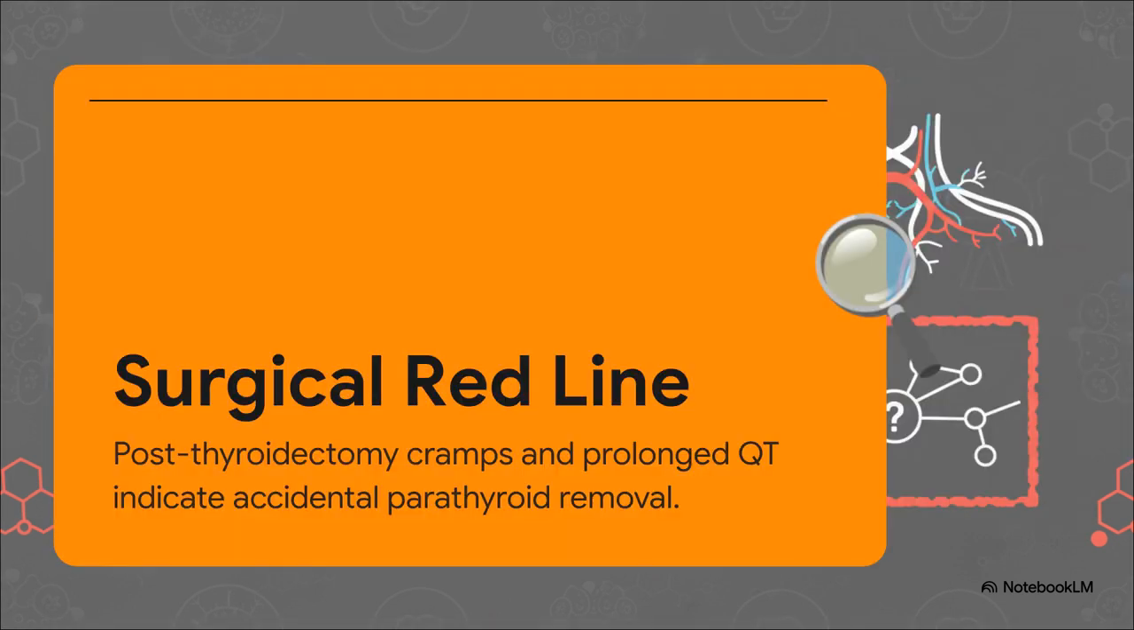uptake. And we absolutely must talk about the surgical red lines during a thyroidectomy. If the surgeon damages the recurrent laryngeal nerve near the inferior thyroid artery, the patient wakes up with hoarseness, or worse, acute airway obstruction if it's bilateral. But what if they accidentally remove the tiny parathyroid glands? The patient loses their PTH and plunges straight into hypocalcemia. If a post-op patient starts having cramps or throws a prolonged QT interval, you need to check their calcium immediately.